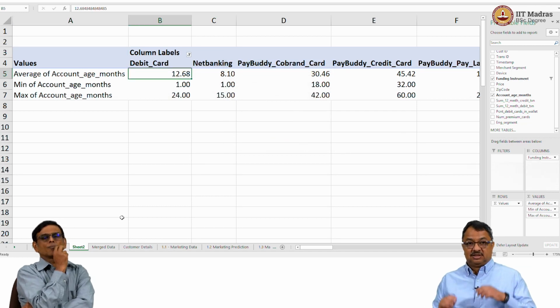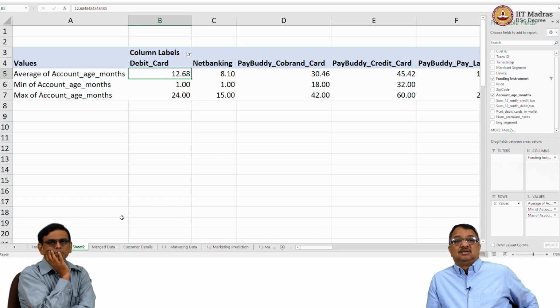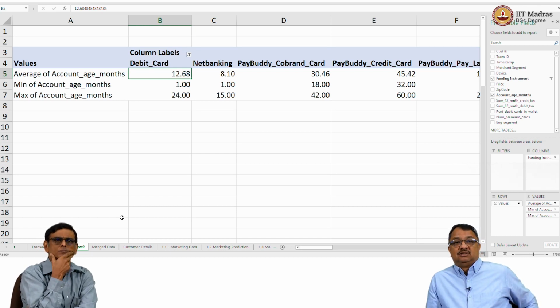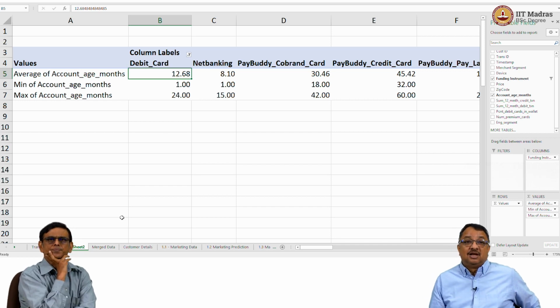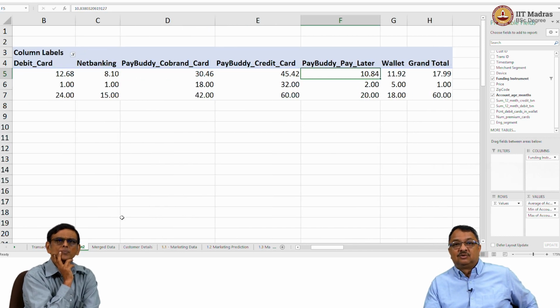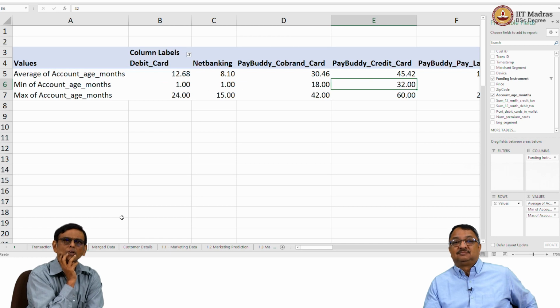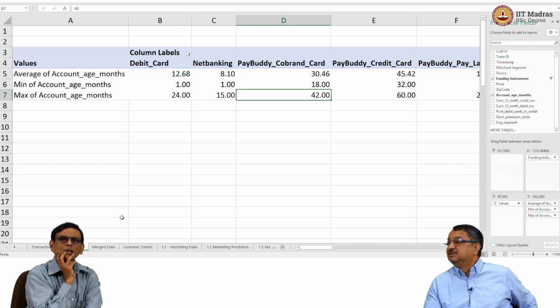So if you look at this, what this is telling you is that for debit cards, the average account age in months was 12.68, but the min account age was 1 month, and the max account age is 24 months. Okay, so what about credit cards? For net banking, it's not very different, but if you look at a PayBuddy co-branded card, you'll see that the minimum account age is 18 months. Maximum is 42 months. The average is 30. Credit card minimum is even higher.